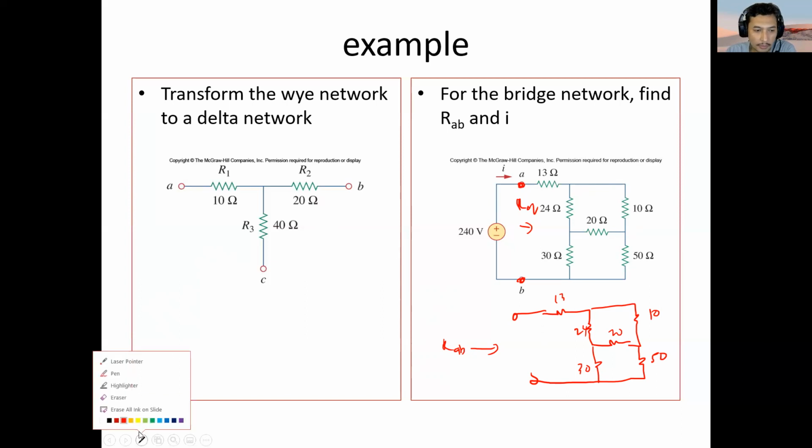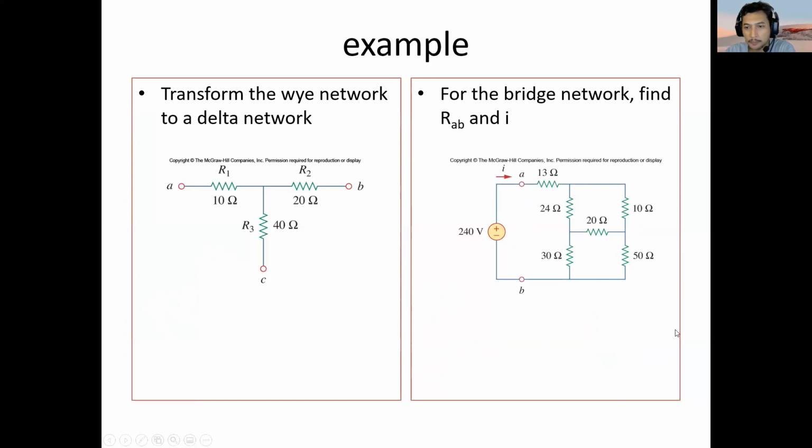Let's look at what happens if I change. You can either change the upper side or, for example, the lower side. It's up to you. So this one is 13 ohm, this one 24, this one 10, this one 20 ohm. Then this one becomes like this.